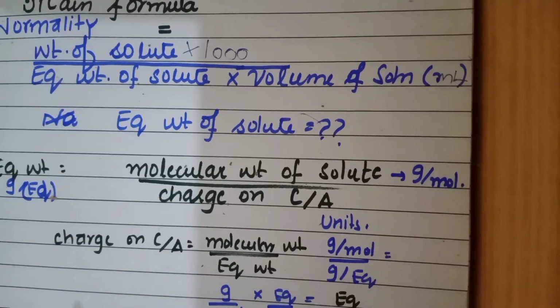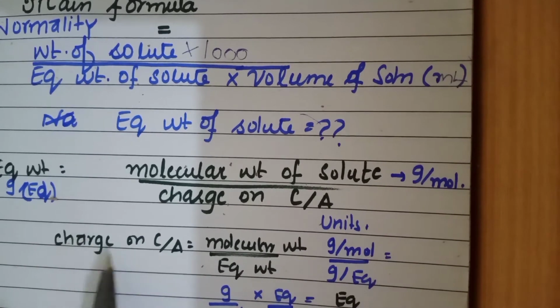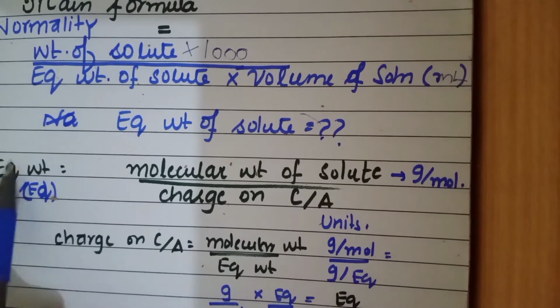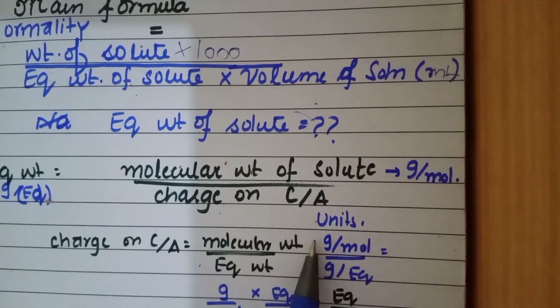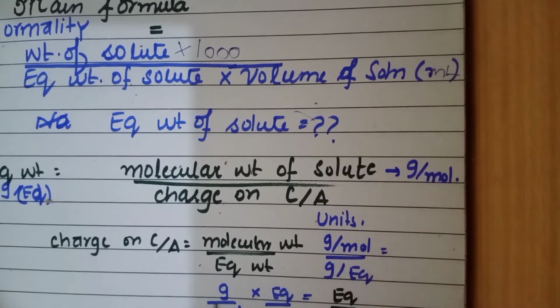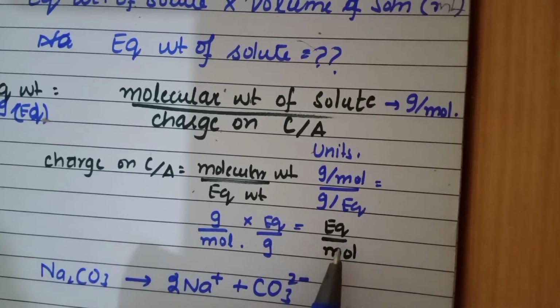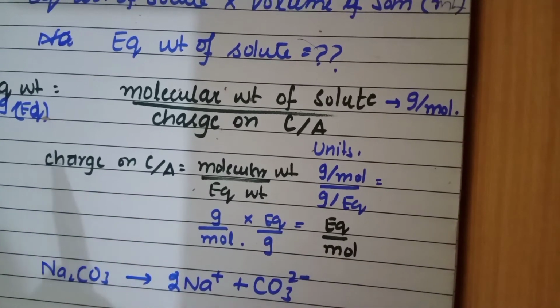There was my difficulty: what can be the unit of charge on cation or anion? If one wants to find the unit of charge on cation or anion, one has to cross over the entire formula. I put the charge on cation and anion over here and equivalent weight over here so that I can find the unit of charge on cation and anion. Molecular weight unit is gram per mole. Equivalent weight unit is gram per equivalent. When I write it this way, gram per mole multiplied by equivalent per gram, gram cancels, and the answer is equivalent per mole. So the unit of charge on cation or anion is equivalent per mole.